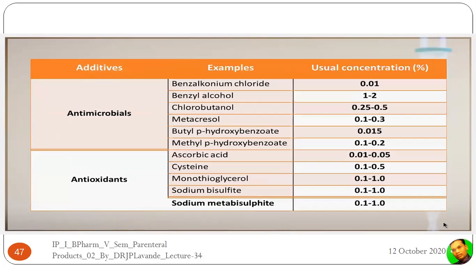Antimicrobials, like benzalkonium chloride, benzyl alcohol, chlorbutanol, metacresol, butyl parahydroxybenzoate, and methyl parahydroxybenzoate, are used, and their usual concentrations are, for benzalkonium chloride 0.01%, and for the benzoates 0.015 and 0.1 to 0.2%. Antioxidants such as ascorbic acid, cysteine, monothioglycerol, sodium bisulfite, and sodium metabisulfite are used. Sodium metabisulfite is used in 0.1 to 1% concentration.